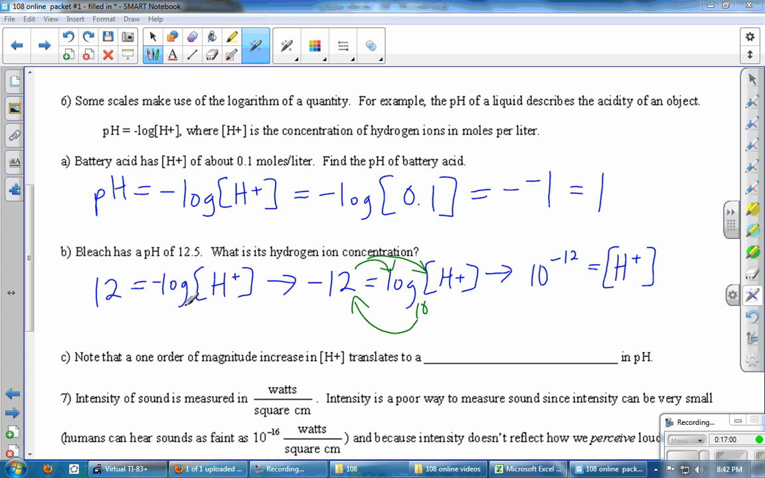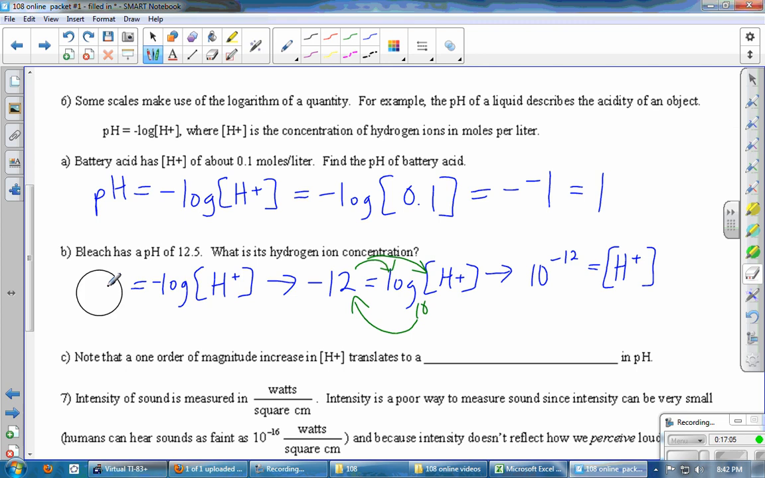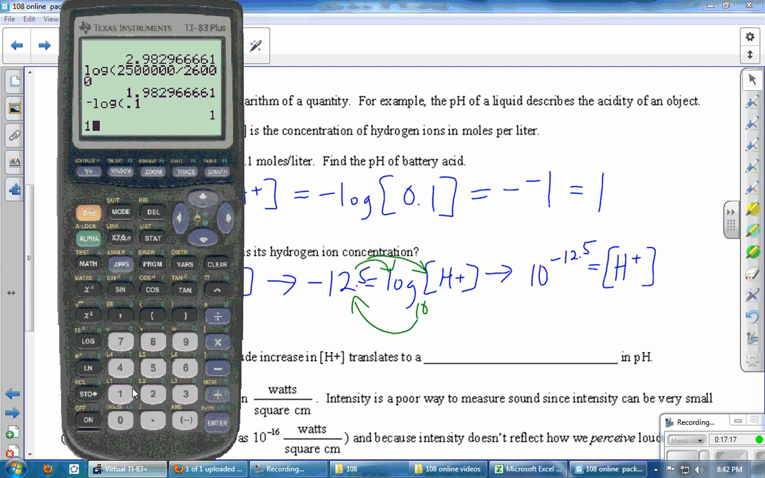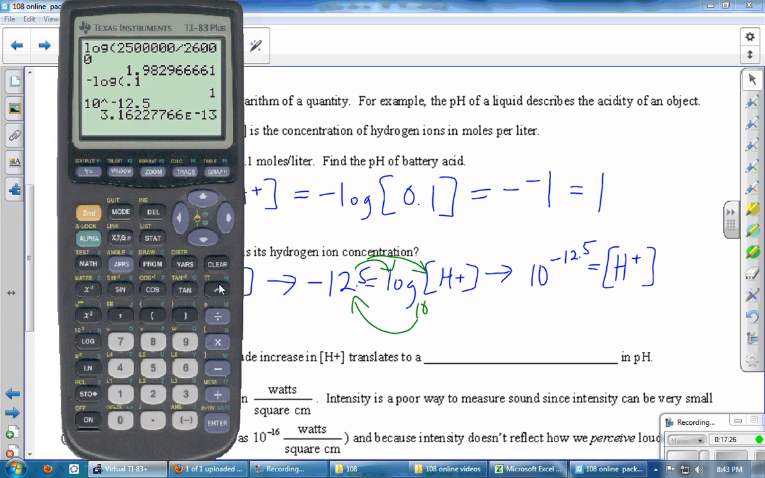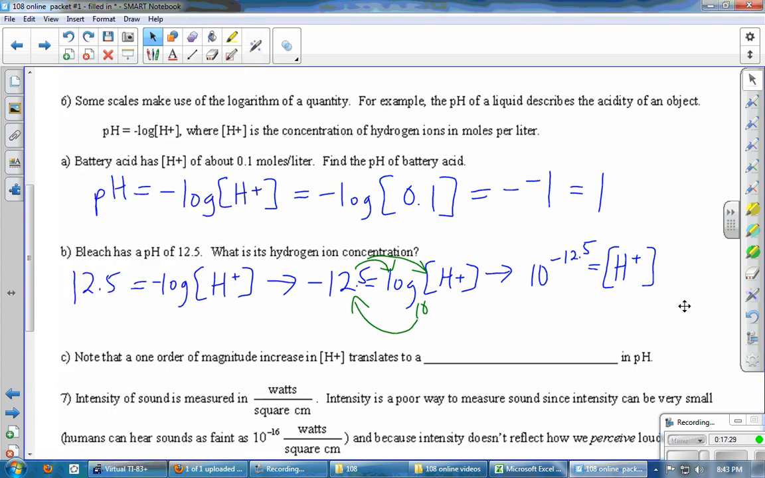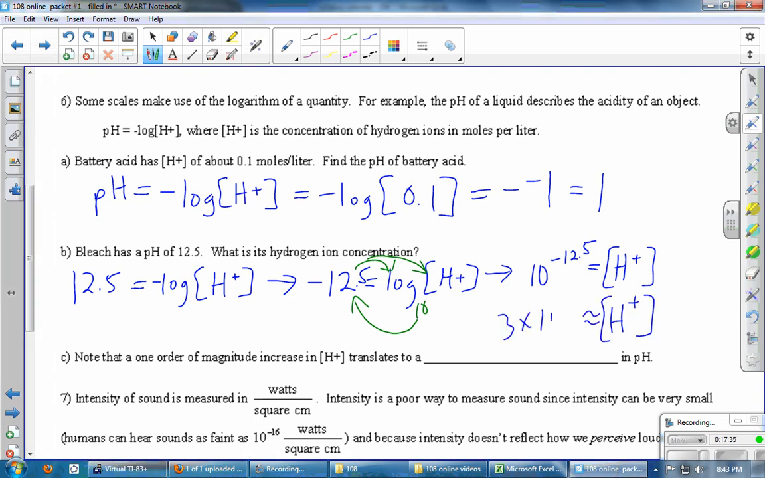What happened to that half? You guys got to stop me when I make mistakes like that. So let's put that 12.5 back. And okay, maybe we should type that into the calculator just to get a sense of how much that is. 10 raised to the negative 12.5. Okay, about 3 times 10 to the minus 13. So 3 times 10 to the minus 13, that's the hydrogen ion concentration.